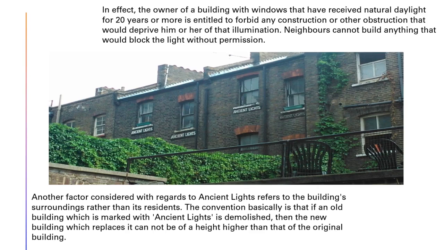And what they actually say, I love these old laws and bylaws, is that the convention basically is that if an old building which is marked with ancient lights, so you can see those 4 houses there with the ancient lights on there, if that's all demolished, then the new building which replaces it cannot be of a height higher than that of the original building. And that's obviously because the higher you build the buildings, the more light it's going to block out with surrounding structures that might be affected, and those ancient lights affected as well.